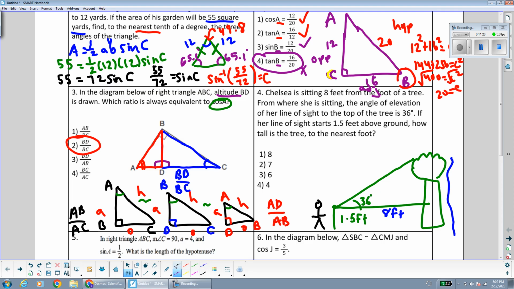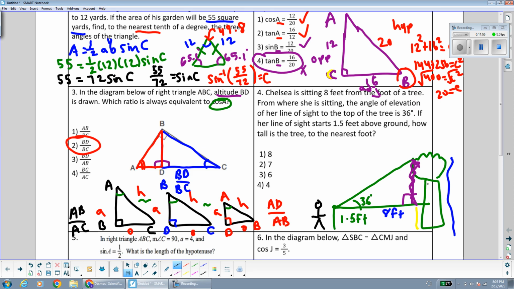So what we can find here is, using our right triangle, we could find this. But this starts at Chelsea's line of sight, so we'll also need to factor in the base of the tree, which is that 1.5 feet. So basically, after we find this purple side, we'll have to remember to add in that 1.5 feet so we can get the full length of the tree. Now that we have our diagram and our plan, let's do it.